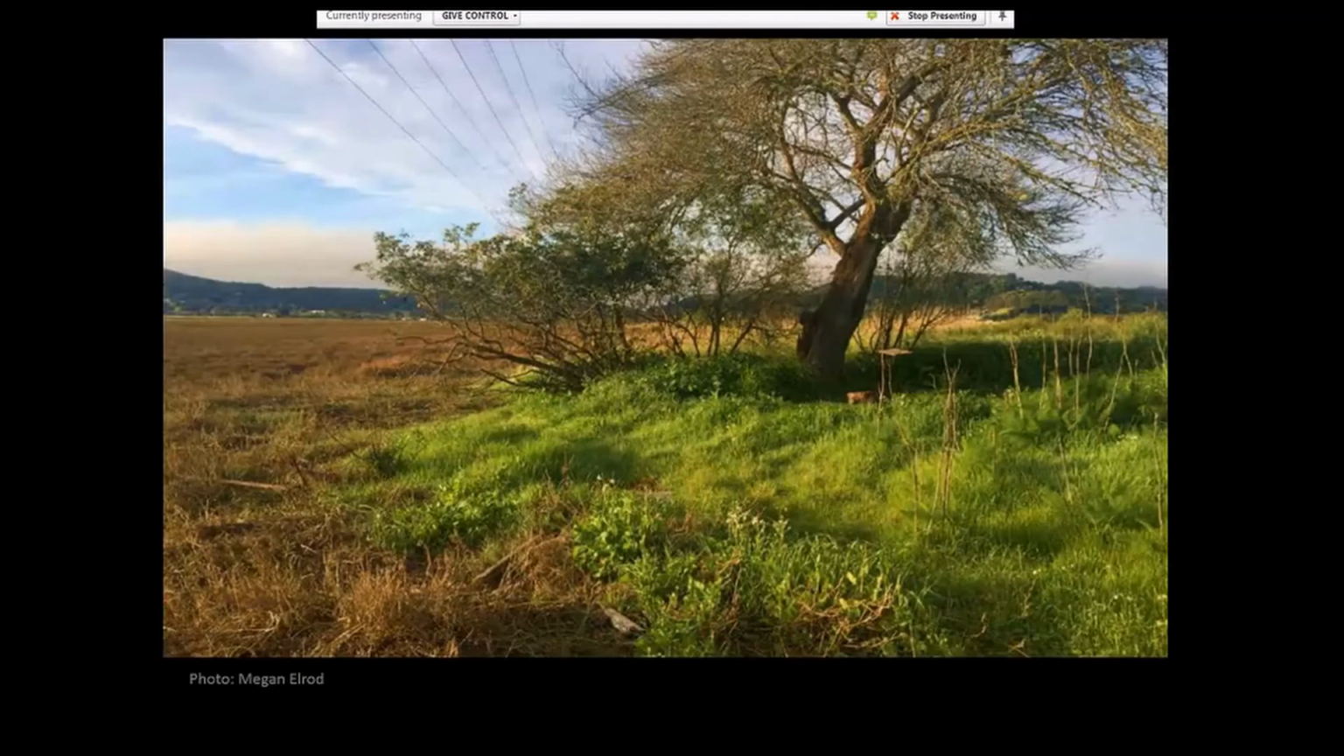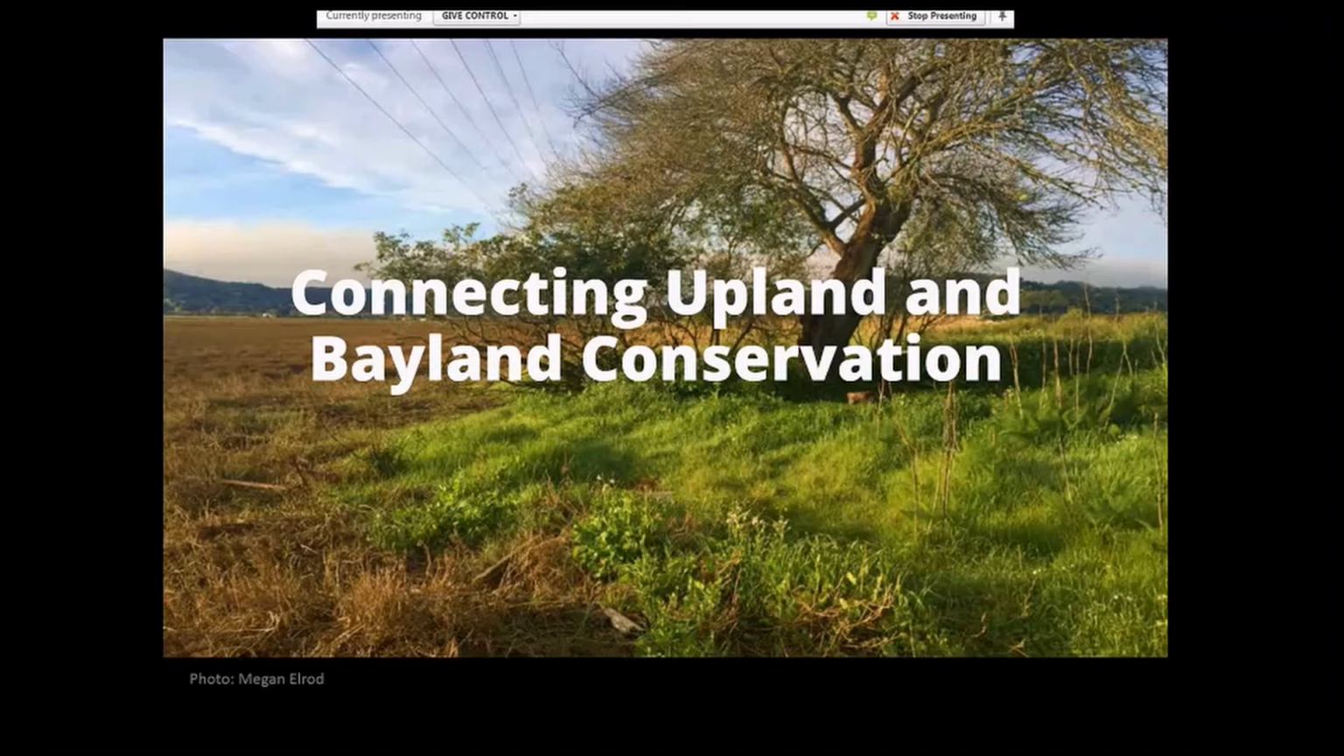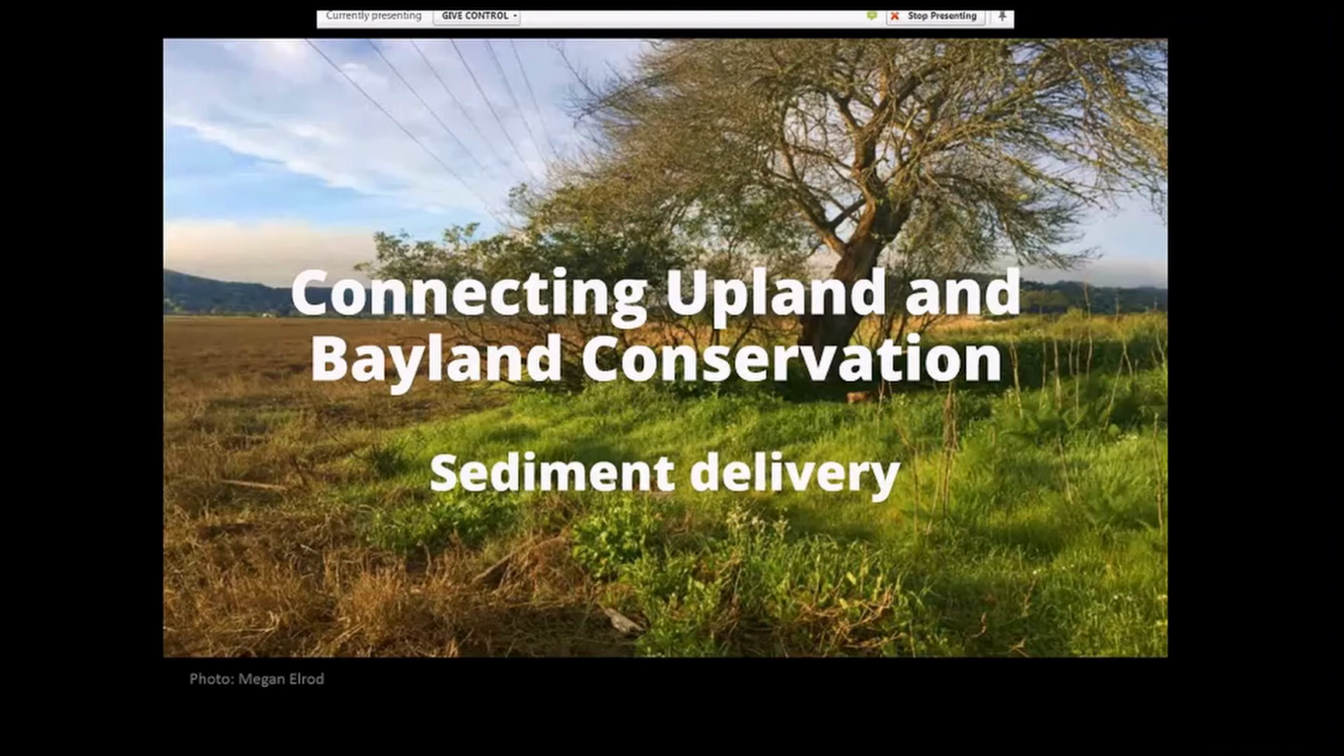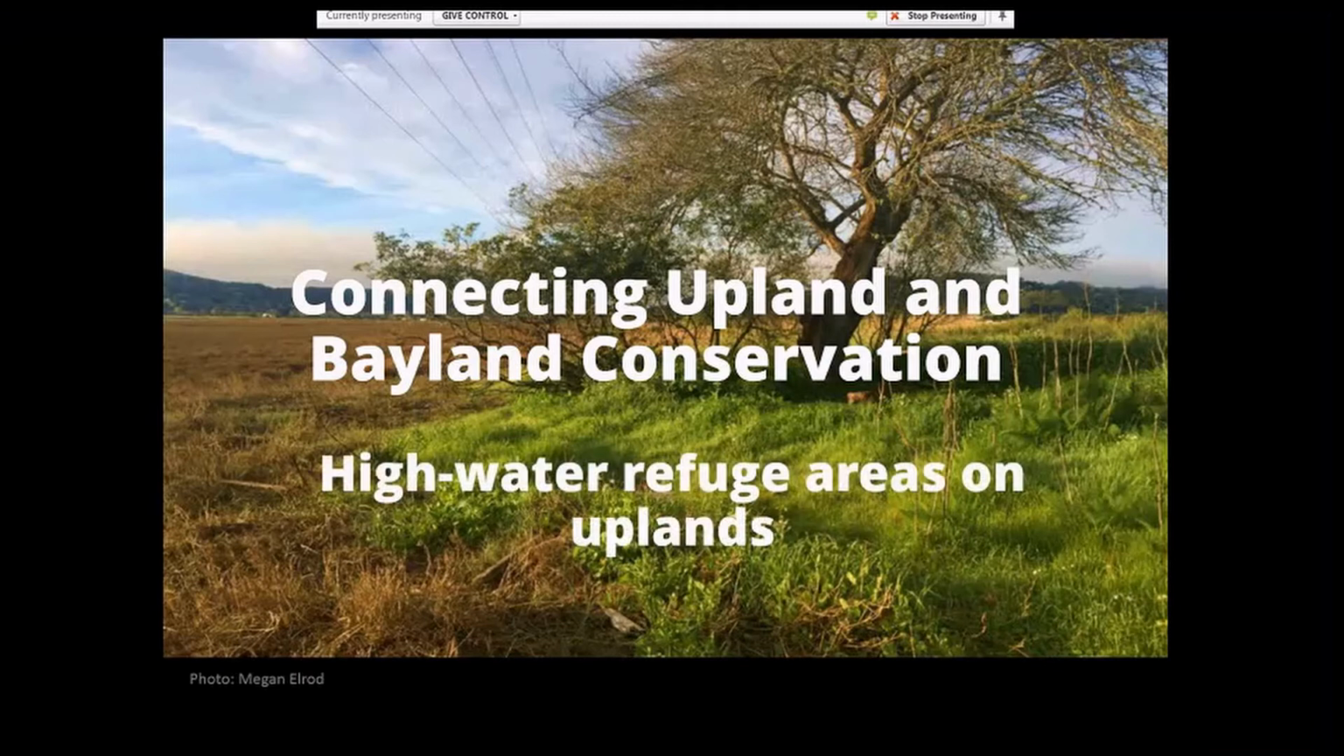Connecting upland and bayland conservation in an era of sea level rise. The boundary is changing and it's moving upland. So we identified shared bayland and upland strategies for climate resilience. Sediment delivery down our streams is really critical for maintaining marshes. Having the high water refuge areas on the uplands is also really critical. So that interface becomes very, very important.